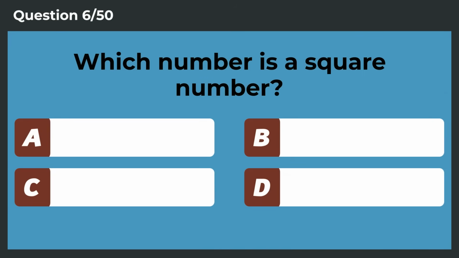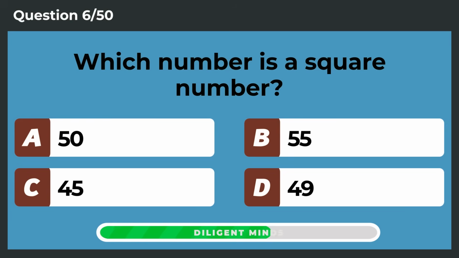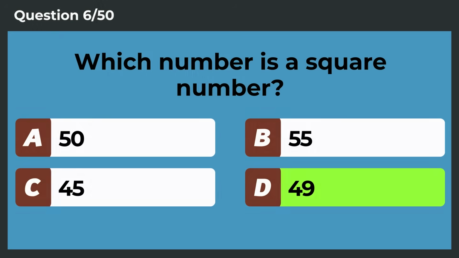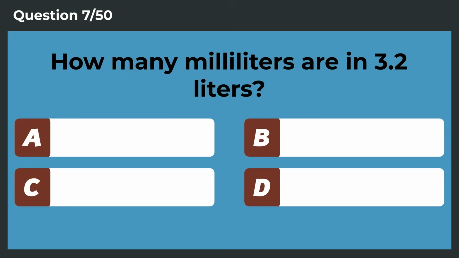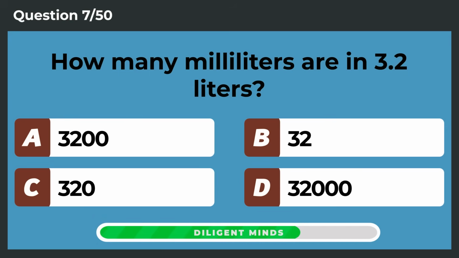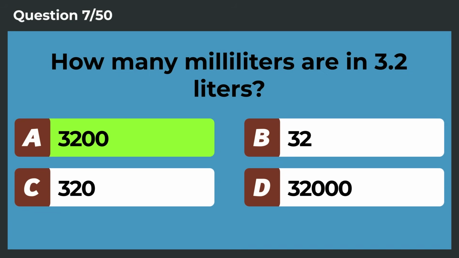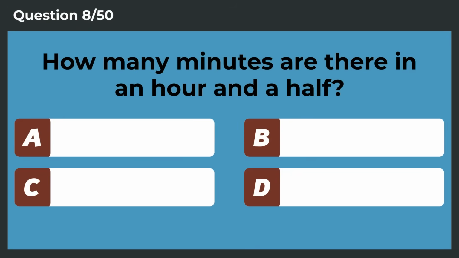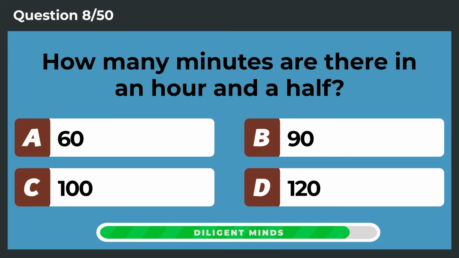Which number is a square number? 49. How many milliliters are in 3.2 liters? 3,200. How many minutes are there in an hour and a half? 90.